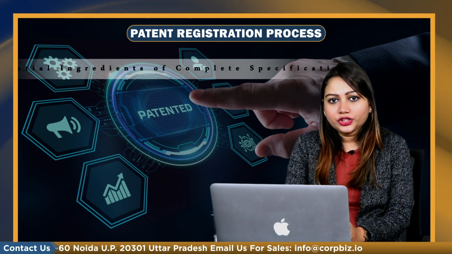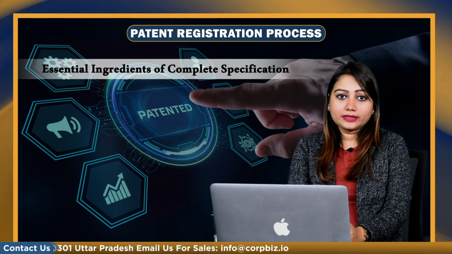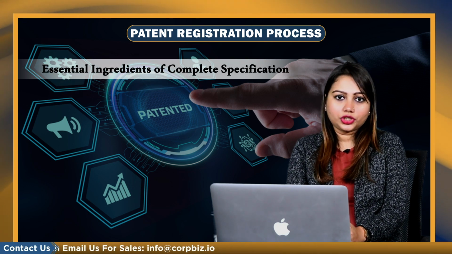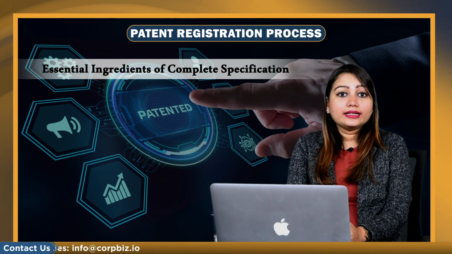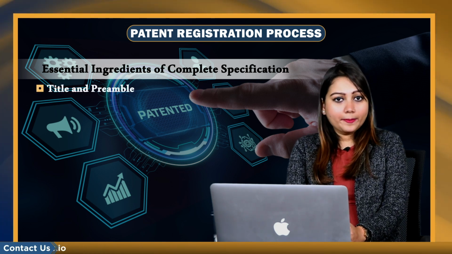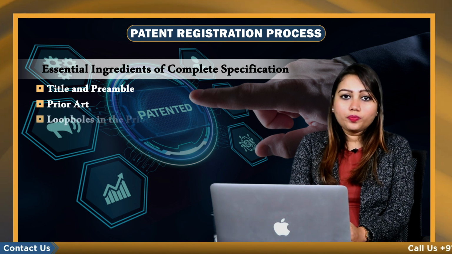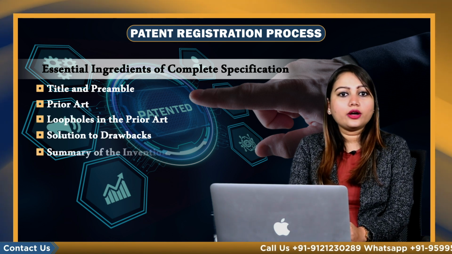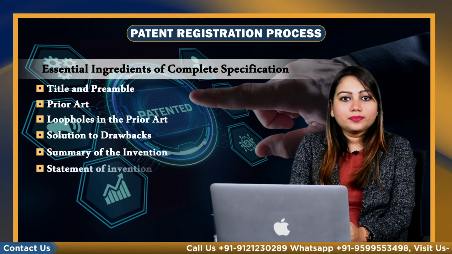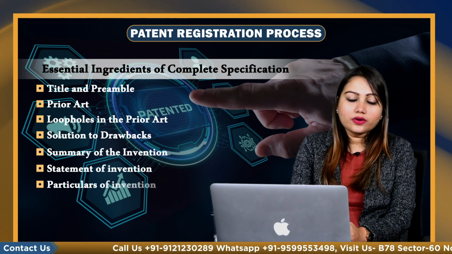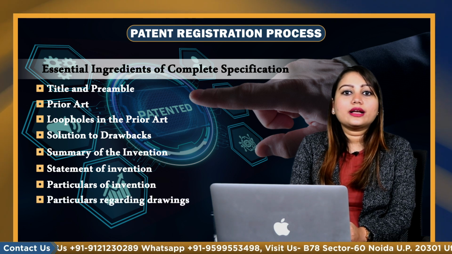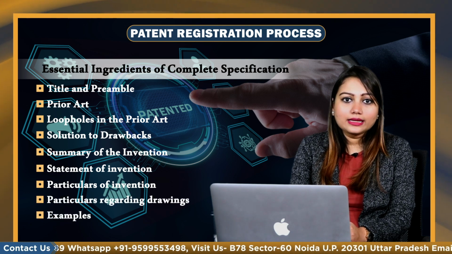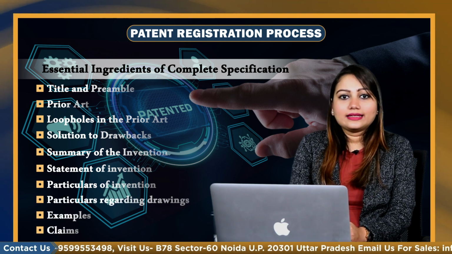So, what are the essential ingredients of a complete specification under patent registration? The essential ingredients include title and preamble, prior art, loopholes in the prior art, solution to drawbacks, summary of the invention, statement of invention, particulars of inventions, particulars regarding drawings, examples, claims, etc.